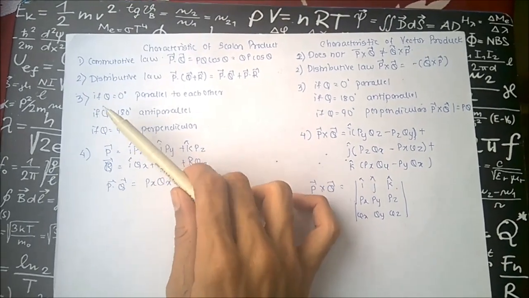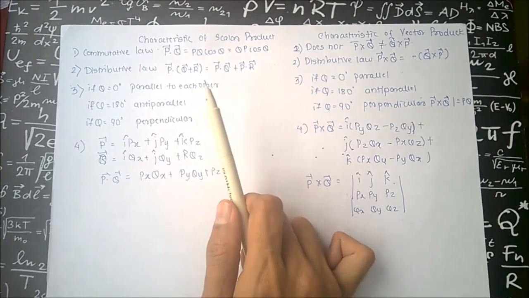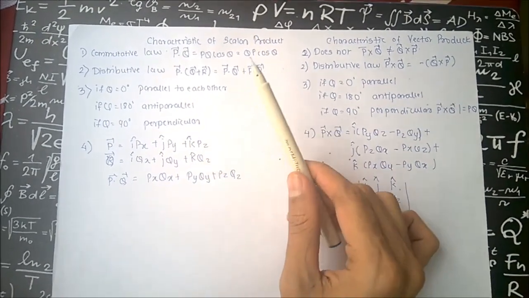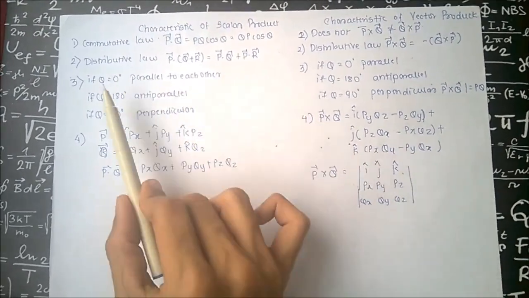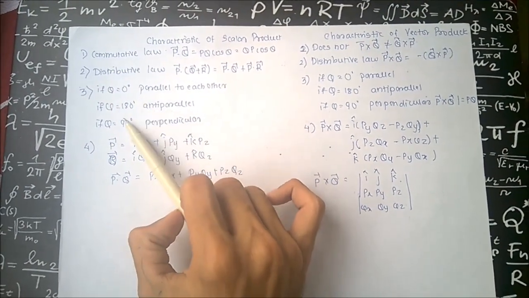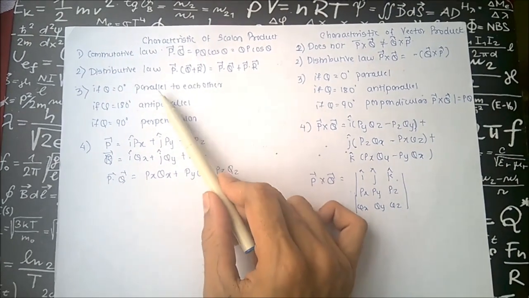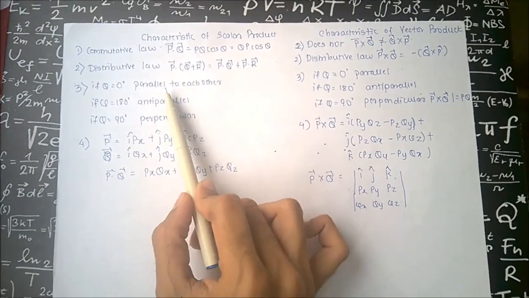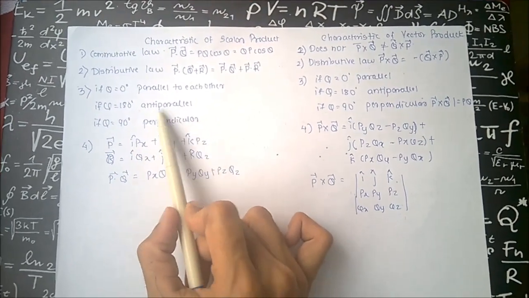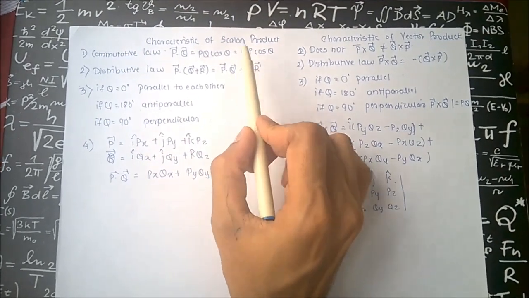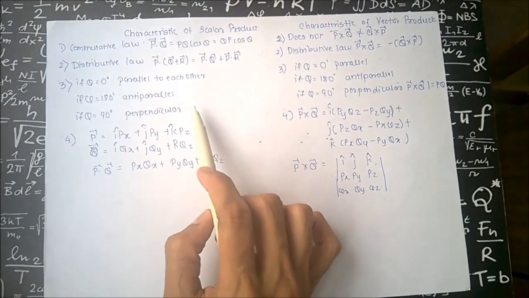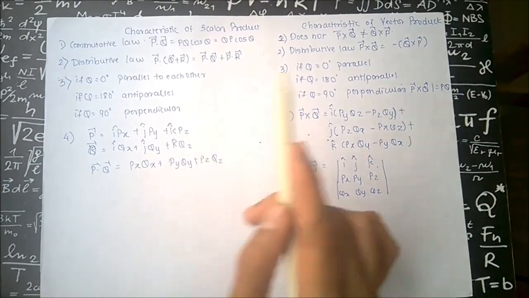Next, depending on the two vectors, whether in a scalar or vector product, they are parallel, anti-parallel, or perpendicular, depending on their theta. So we have pq cos theta. In this cos theta we'll have theta 0, theta 180, theta 90. If theta is 0, then the two vectors are parallel to each other. When it is 180, they are anti-parallel, and the answer will be minus qp. And if theta is 90 degrees, then the two vectors are perpendicular to each other.